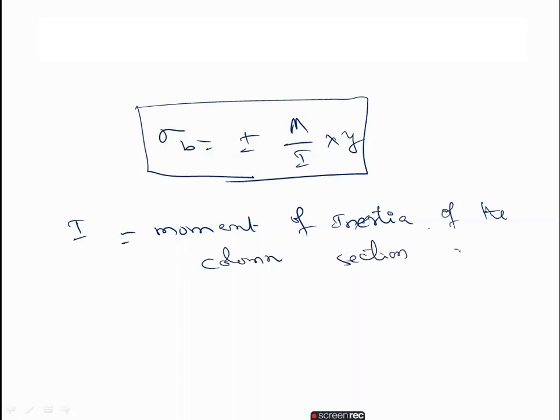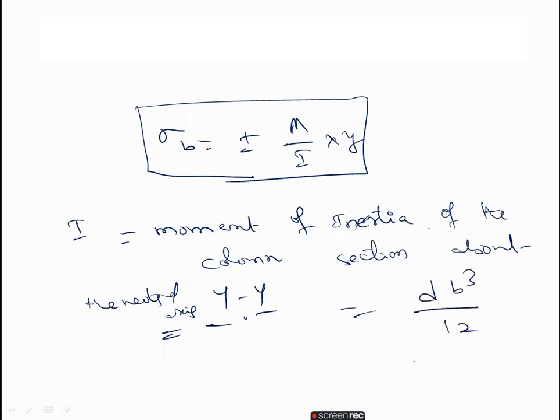Of the column section, we are taking the axis about the neutral axis yy. If you take it through the x-axis, the moment of inertia is bd cubed by 12, but taking it through yy, it is db cubed by 12. Now substitute this I value in the sigma b formula: sigma b is plus or minus M by I into y.